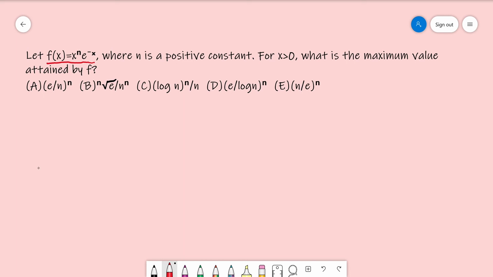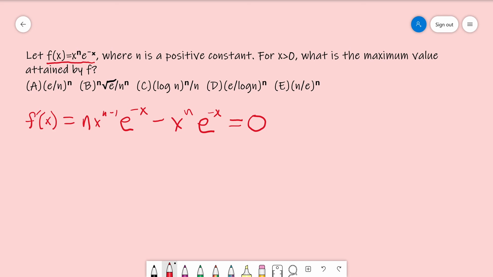So let's do that. What is the derivative of f? Well, we're going to have to use the product rule. The product rule will give us the derivative of x to the n, which is n x to the n minus 1, times e to the negative x, plus x to the n times the derivative of e to the negative x, which is e to the negative x times negative 1. So that's actually going to give us a negative right here because of the chain rule. So this thing we're going to set equal to 0, and we have to solve this.